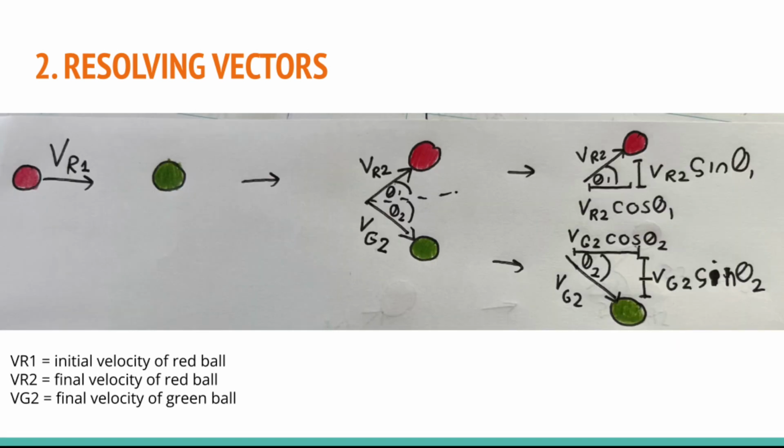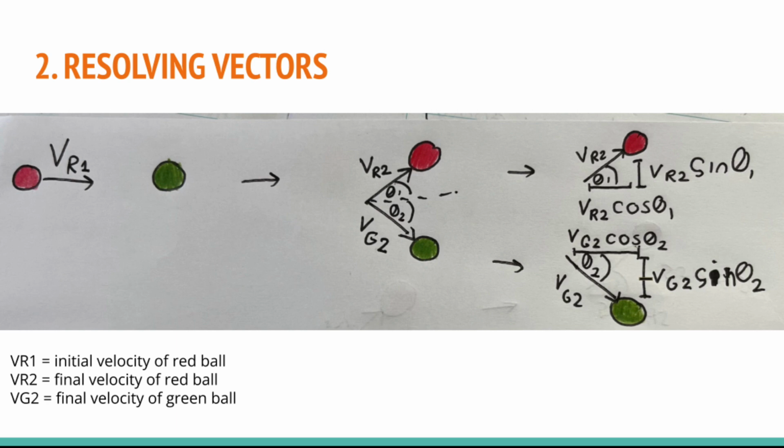So let's give an example now. Here we have a red ball and we have a green ball. As you can see, the green ball has 0 initial velocity while the red ball has an initial velocity of VR1. When they collide, the red ball and the green ball move in different directions based on the angle. You can see that the angle is different for both of them, theta 1 and theta 2. After this, they both have their own final velocity.